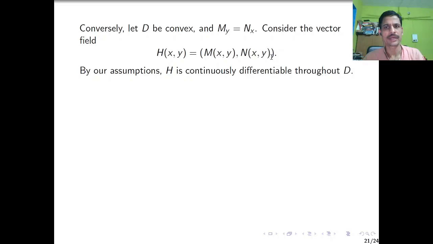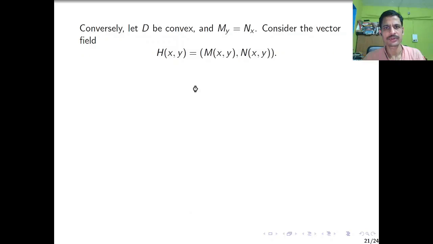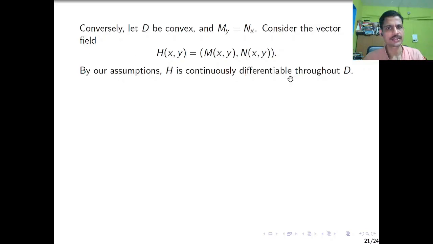So by our assumption, h is continuously differentiable throughout the region. You recall that we have made some assumption here about the partial derivatives and their continuity. So from this assumption, it follows that h is continuously differentiable throughout the region D. So we compute the curl of h.